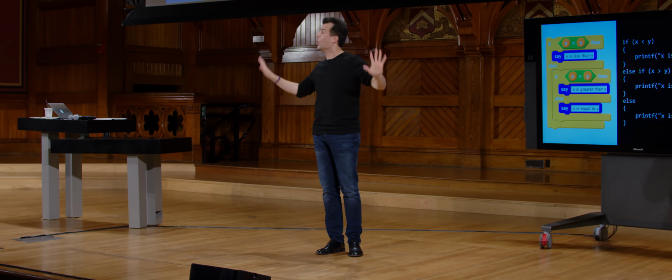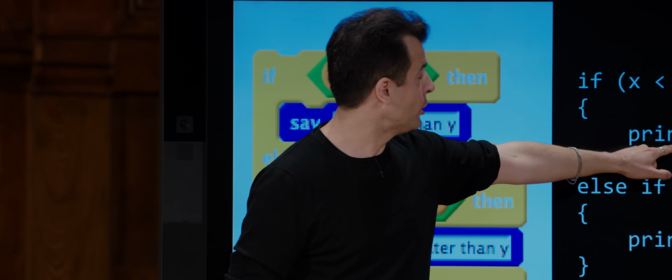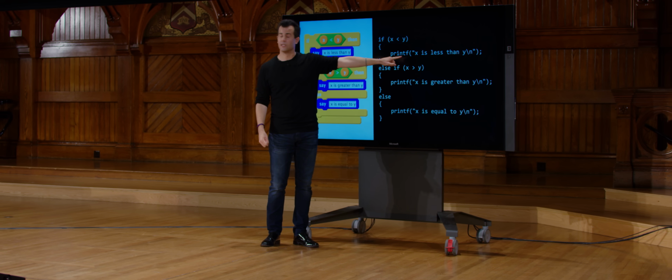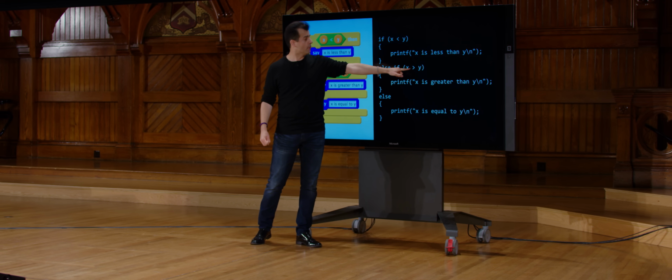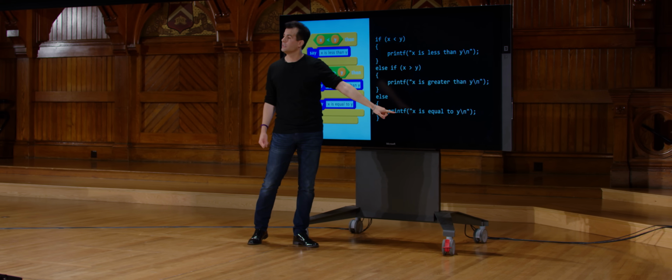Where do they come from? I have no idea. In this context, we're just assuming this is part of a bigger program. So if x is less than y, print out x is less than y. Else, if x is greater than y, print out x is greater than y. Else, print x is equal to y.